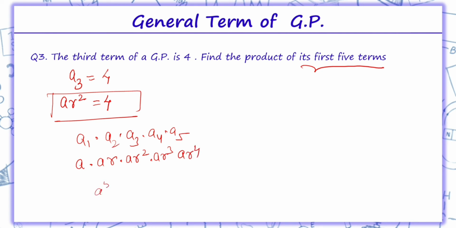When we multiply it, we will get A to the power 5 into R to the power 10, and this can be written as (AR square) to the power 5. Thus, we know AR square is 4, so the answer will come out to be 4 to the power 5. This is how we can calculate the product of the first 5 terms by applying the formula of the general term of the GP.